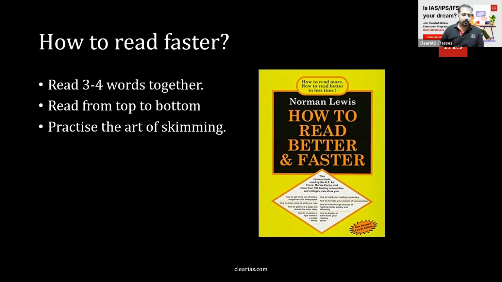And how to read faster. I have already discussed it while dealing with the editorial page. You should be reading 3-4 words together. That is a method which will help you to read faster. And you should read from top to bottom. And you should practice the art of skimming. Just skim through the article, the newspaper.